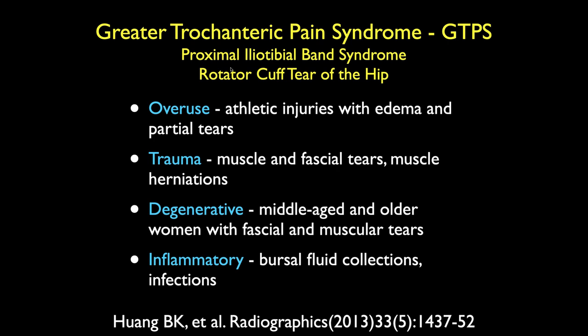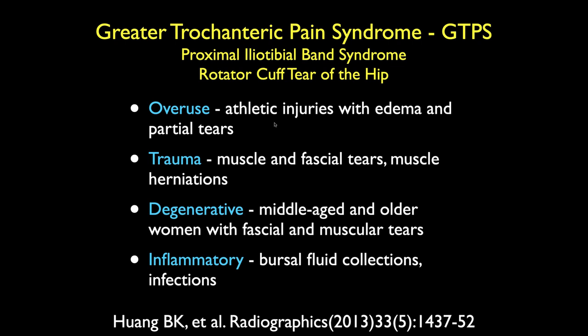When these are injured, it's really called greater trochanteric pain syndrome. So people also call it proximal iliotibial band syndrome or rotator cuff tear of the hip. But the common term in the past has been trochanteric bursitis. And this is really a tear of the tendons and muscles rather than inflammation of the bursa. The bursa is just kind of a secondary structure.